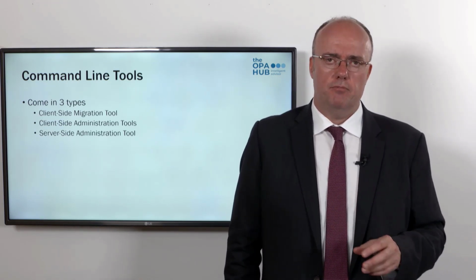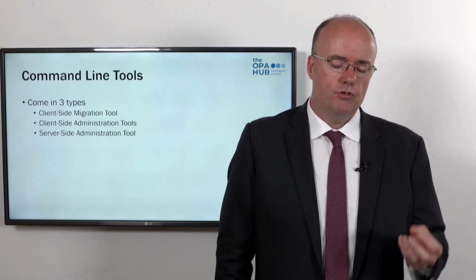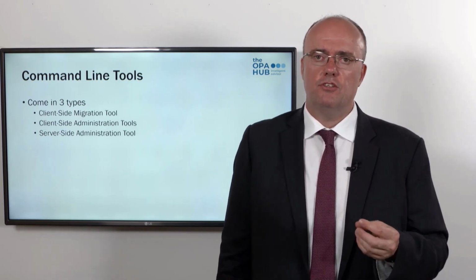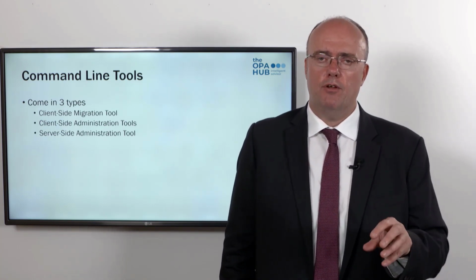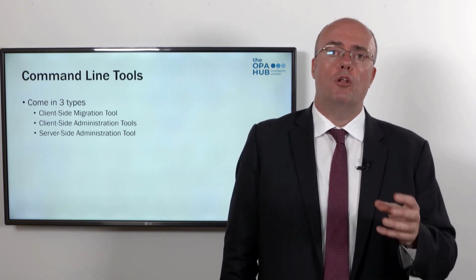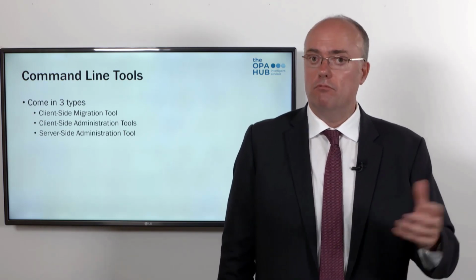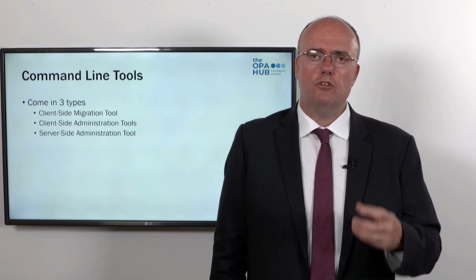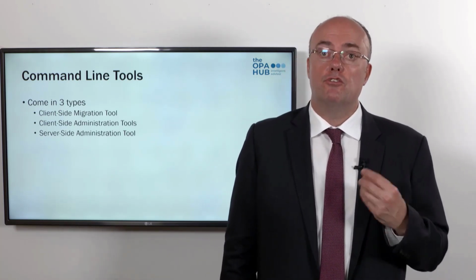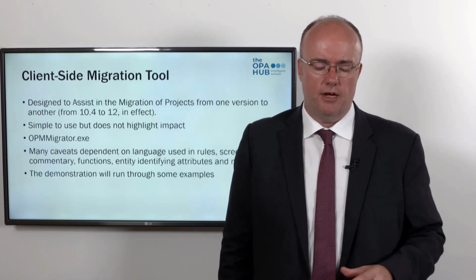So, let's stick with three basic types. There are tools to help you migrate. There are tools to help you administer things on the client side. By client side, be careful, what I mean here is wherever you've installed policy modeling. And then we have server side, by which I mean the hub. Okay, so there are tools to do with migration, tools to do with administration, and then there's server side stuff as well. Let's break them down into a little more detail.